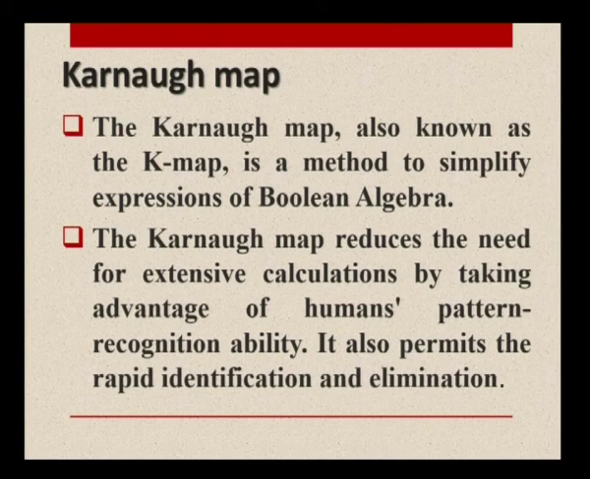The Karnaugh map reduces the need for extensive calculations by taking advantage of humans' pattern recognition ability. It also permits the rapid identification and elimination. So, in a nutshell, Karnaugh map makes use of the human pattern recognition ability. We need to represent the zeros and ones according to the expression in the Karnaugh map and identify how they are placed, how they appear in the Karnaugh map.